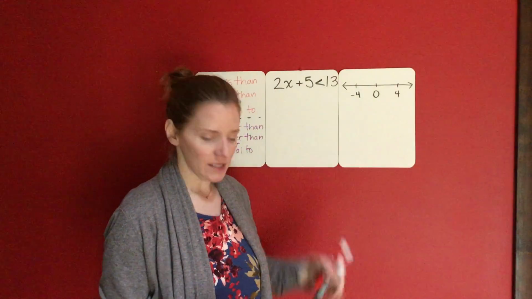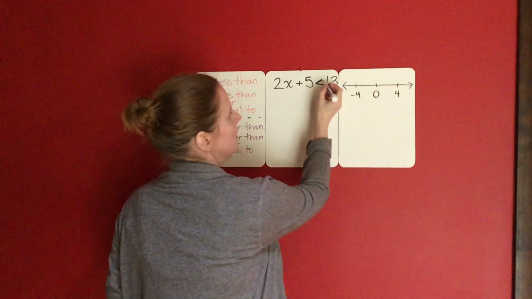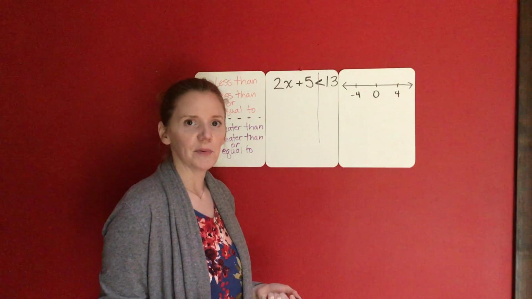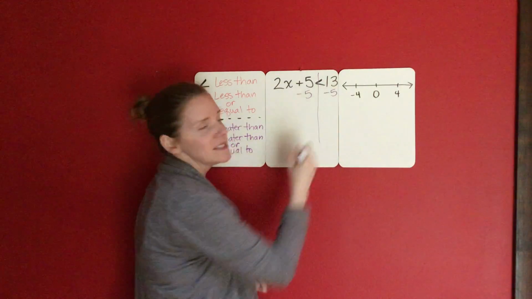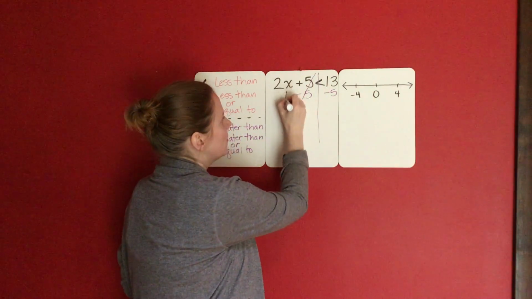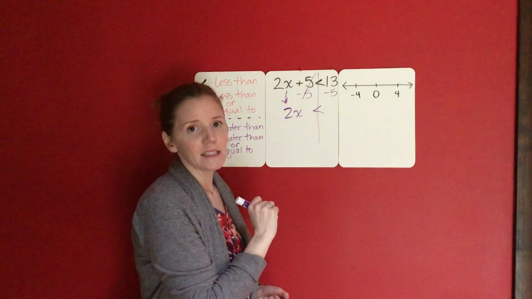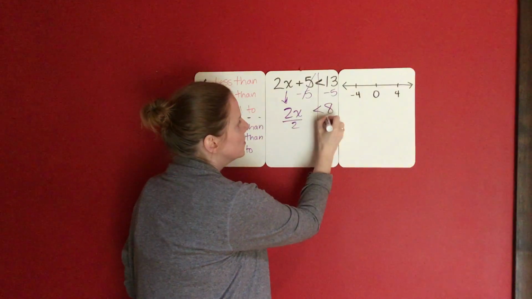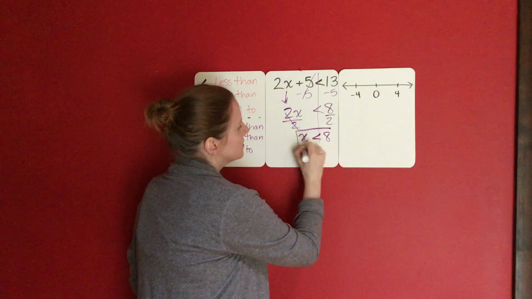Let's solve this inequality. We're going to start by drawing our line down the inequality sign, just like we would with an equation, and we're going to use our inverse operations. We have plus 5, so we're going to subtract 5 from both sides of the inequality sign. That turns this into 0. I bring down what I have left and my inequality sign. 13 minus 5 gives me 8. My last step is to divide by 2, and I end up with x is less than 8.